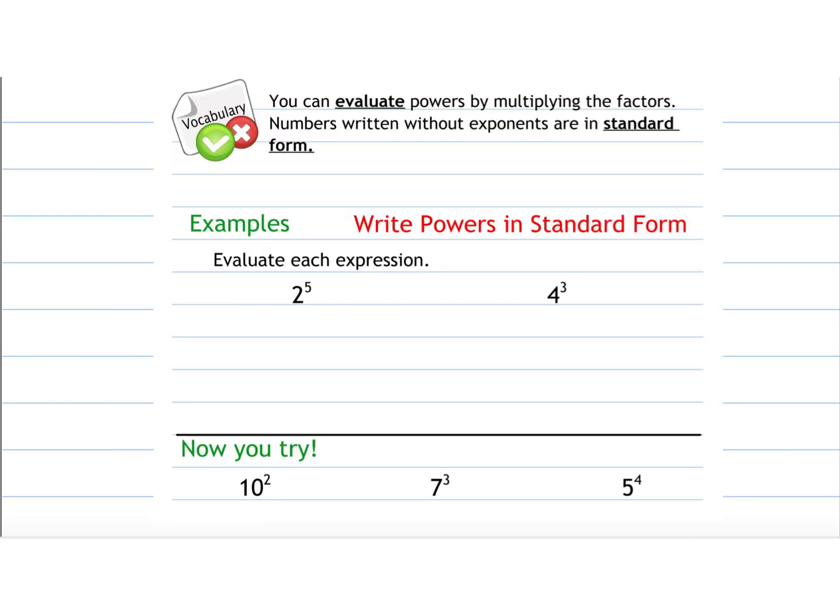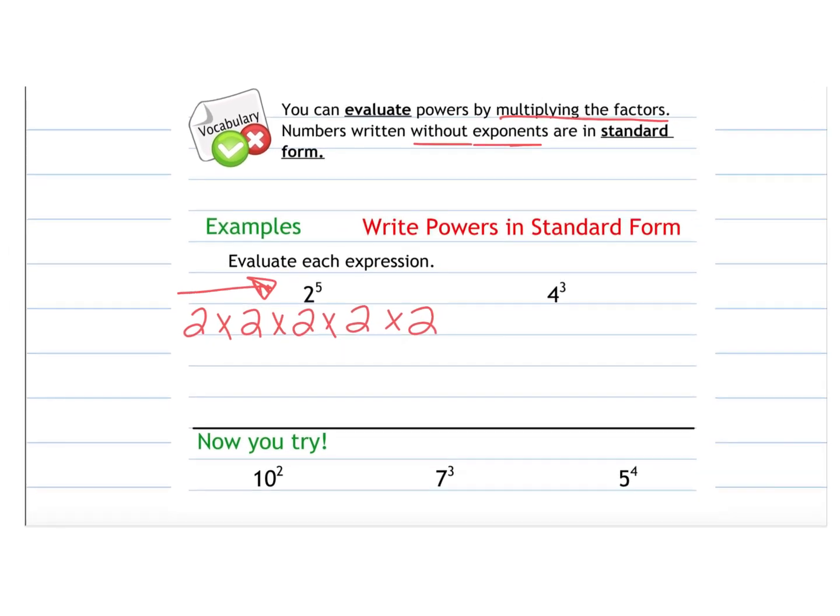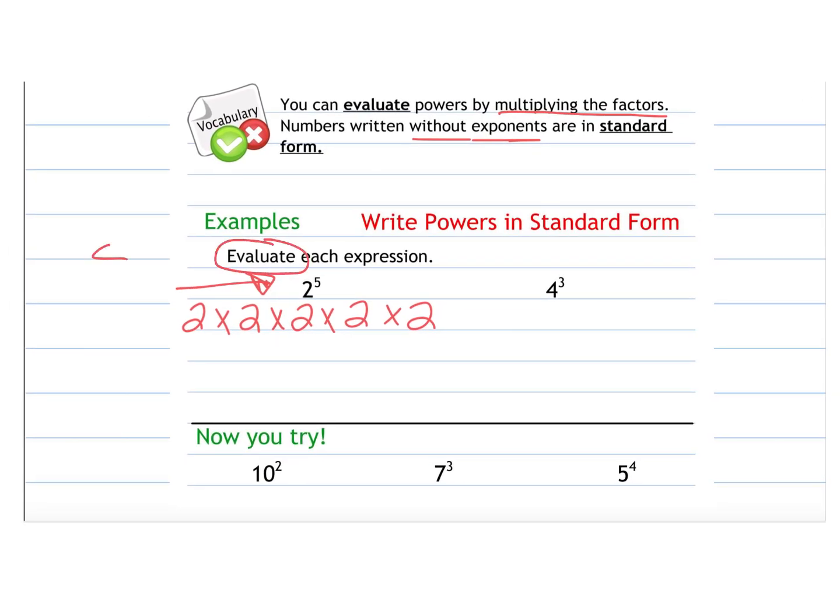Okay, so now we are going to evaluate powers, and how we do that is we multiply the factors. Numbers written without exponents are in standard form. So evaluate each expression. We have 2 to the fifth power. So that would be 2 times 2 times 2 times 2 times 2. And it tells us to evaluate, which means solve.